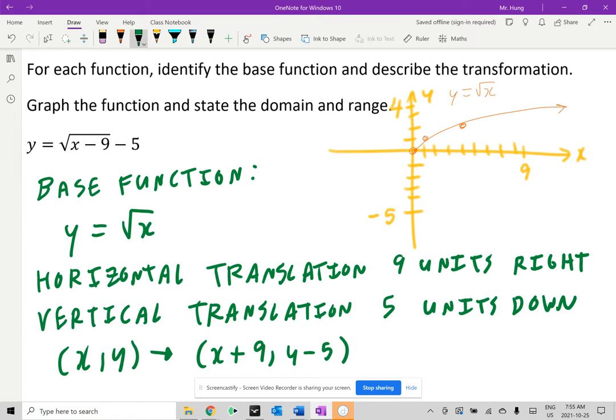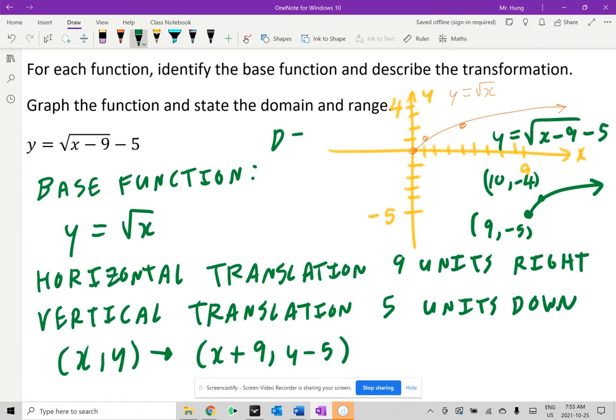Now, in terms of the new function, y equals the square root of x minus 9, minus 5, it means you take these points. You go right by 9, then you go down by 5. Same idea, you take the next point, you go right by 9, you go down by 5. Now, to label these points, you can say the first point is (9, -5). The next one is going to be (10, -4), and so on. So roughly speaking, this is the new function, y equals the square root of x minus 9, minus 5.